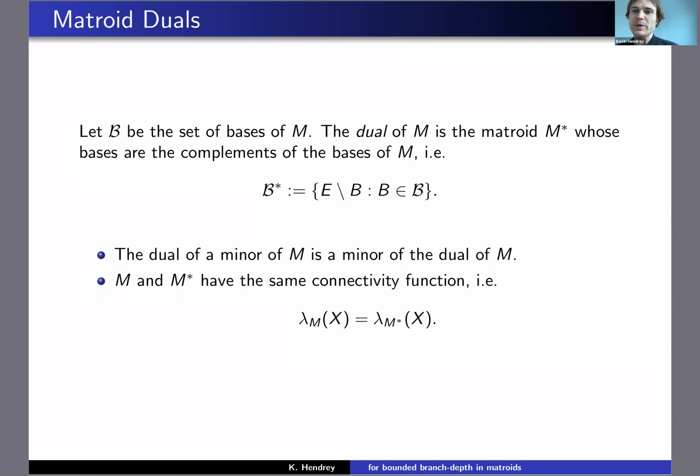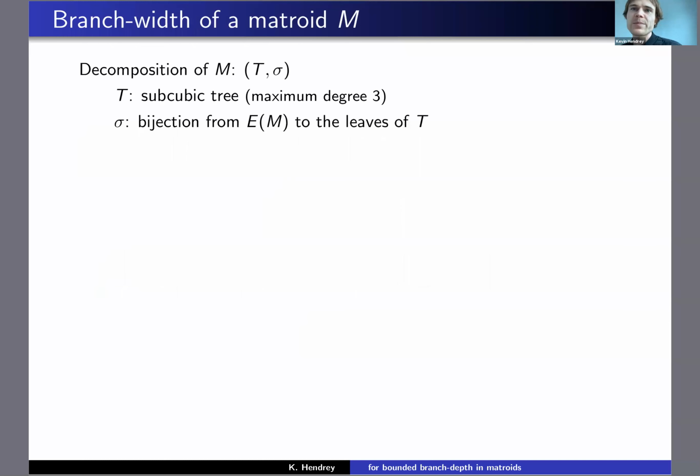And this has some nice properties when you look at minors. The dual of a minor of a matroid is a minor of the dual of the matroid. And also what's nice is that a matroid and its dual have the same connectivity function. So for any set X in M, the connectivity lambda_M(X) will equal lambda_{M*}(X), which is a simple consequence of the definition of the connectivity function.